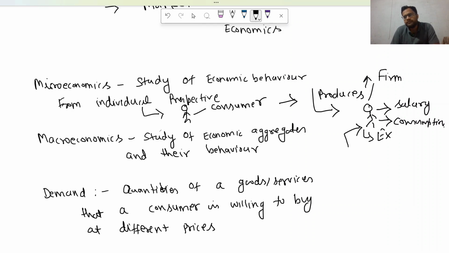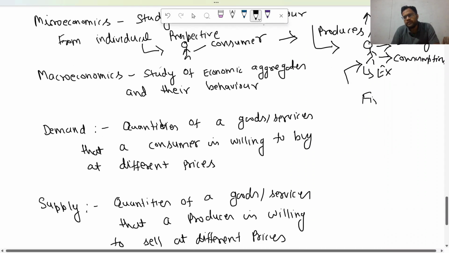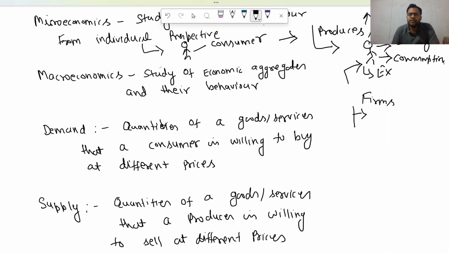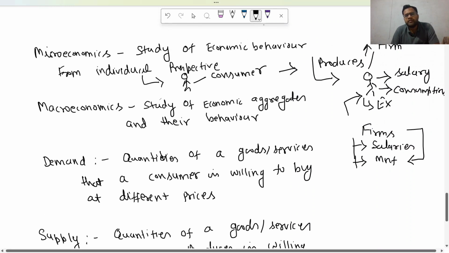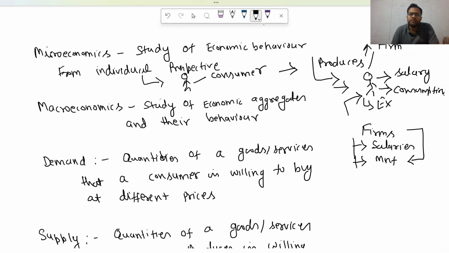And if there is an individual firm who is producing some goods and service, here we study the salaries which this firm is giving to its employees, how this firm is producing in their manufacturing unit. So everything related to economics, we study from the individual perspective, that comes into microeconomics. It could be from the consumer perspective, it could also be from the producer perspective.